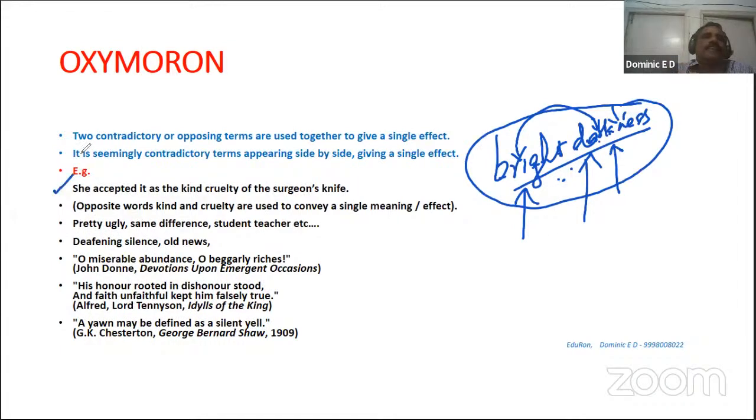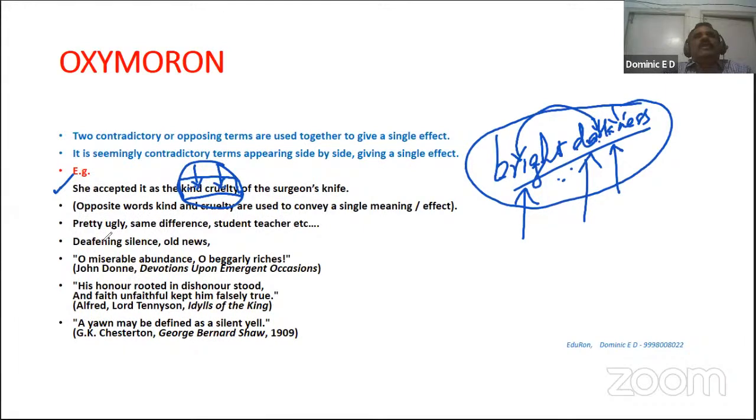Examples. She accepted it as a kind cruelty of the surgeon's knife. Kind cruelty. The surgeon or the doctor was kind to treat the patient, but cutting a human body open is a cruel act. So kind cruelty. Because of the doctor's kindness, the cruel act of surgery is required. That's why kind cruelty. So the kind cruelty is an example of oxymoron.